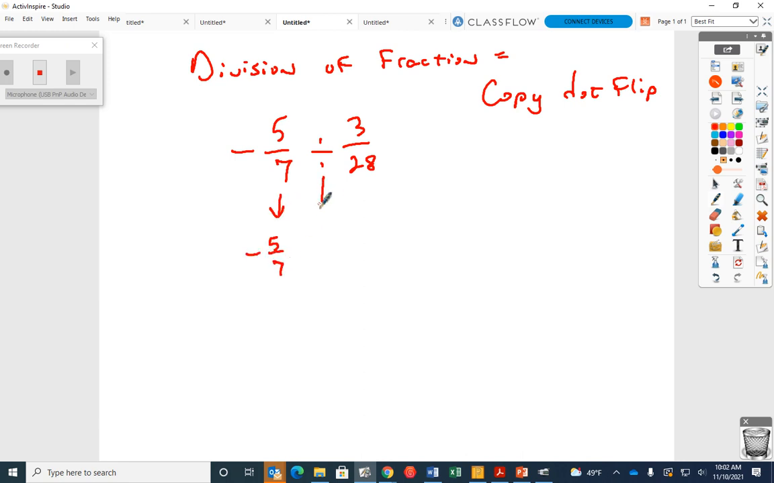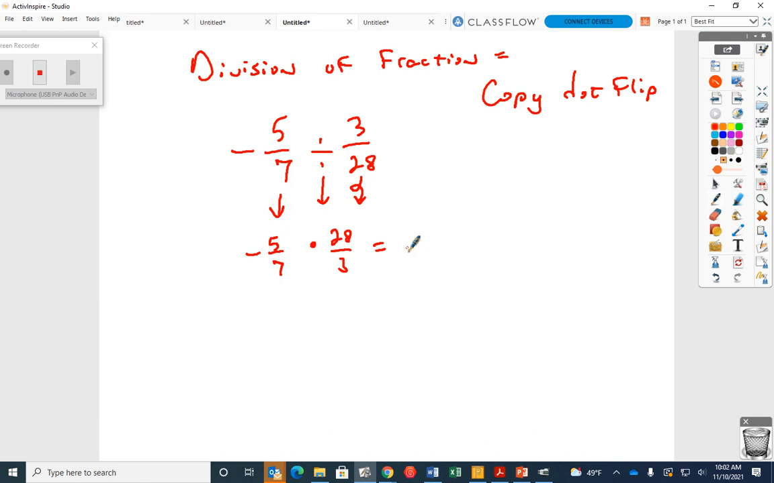Now this division becomes dot. What does dot mean? Multiply. Okay, and then this last one I flip. So it is no longer 3 over 28. If I flip it, what is it? 28 over 3.